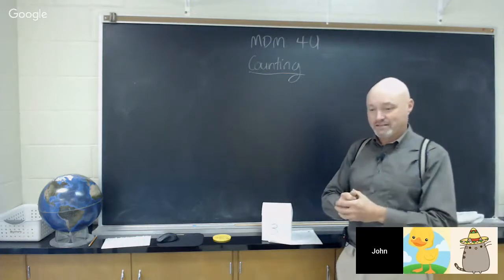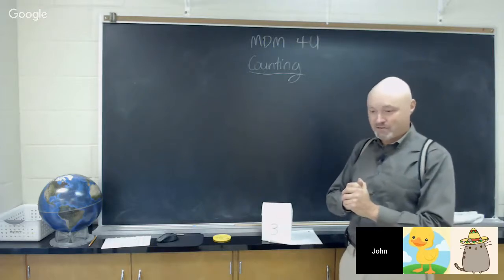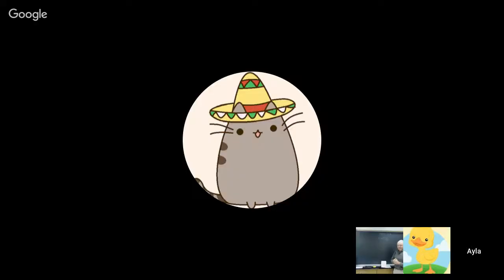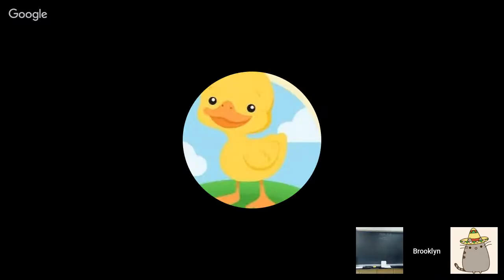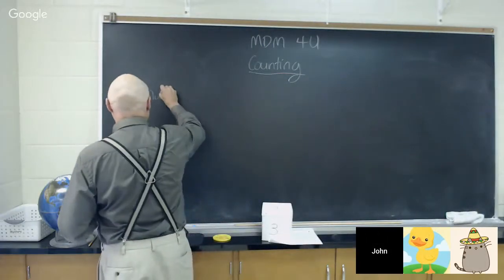Duck or Mexican cat or duck? How many possible outcomes are there? 12. 12. Yeah, that's right. And that's the multiplicative principle, okay? So, multiplicative principle.